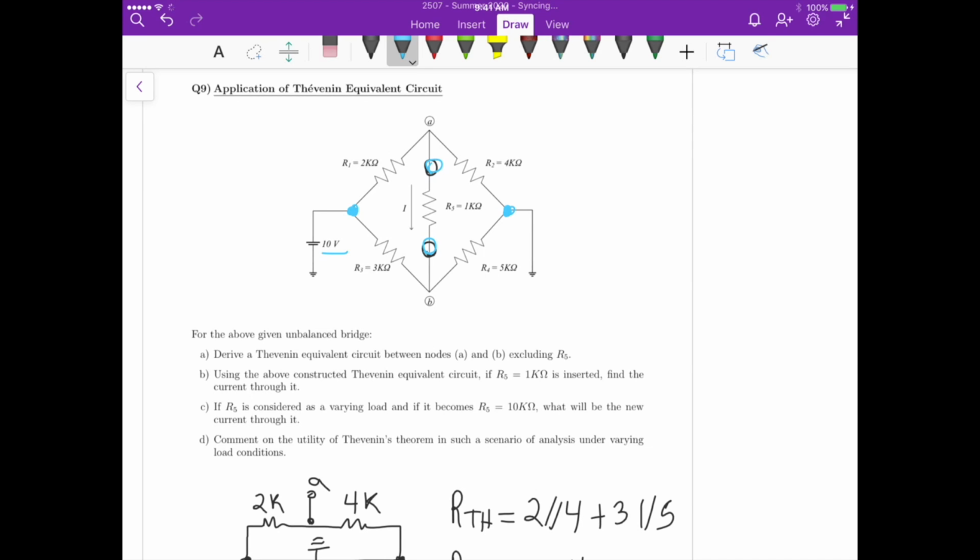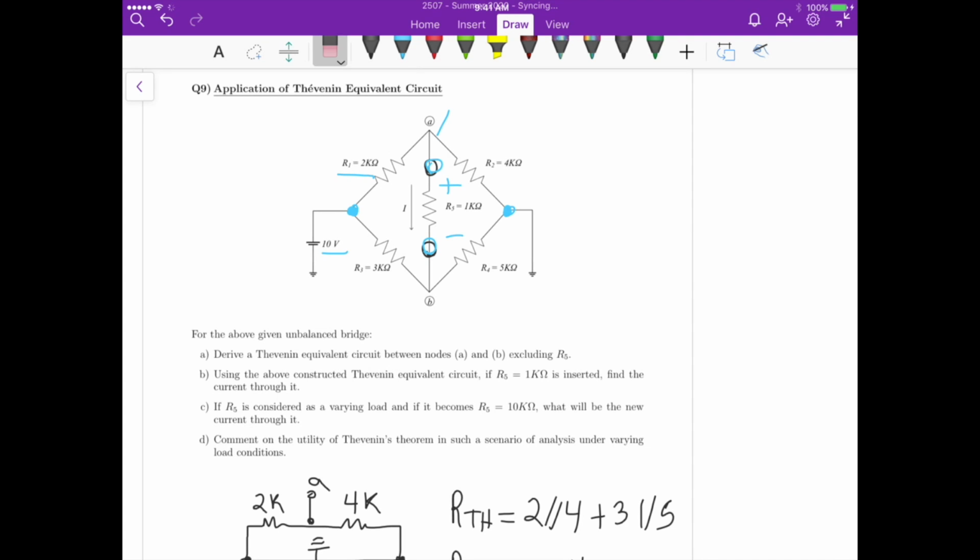So we have 10 volts applied to these 3K and 5K, but we also have 10 volts applied to this 2K and 4K up there. So to calculate the open circuit voltage, which is this voltage here between nodes A and B, we have to calculate VA here, which is the same as the voltage applied to this R1, right?